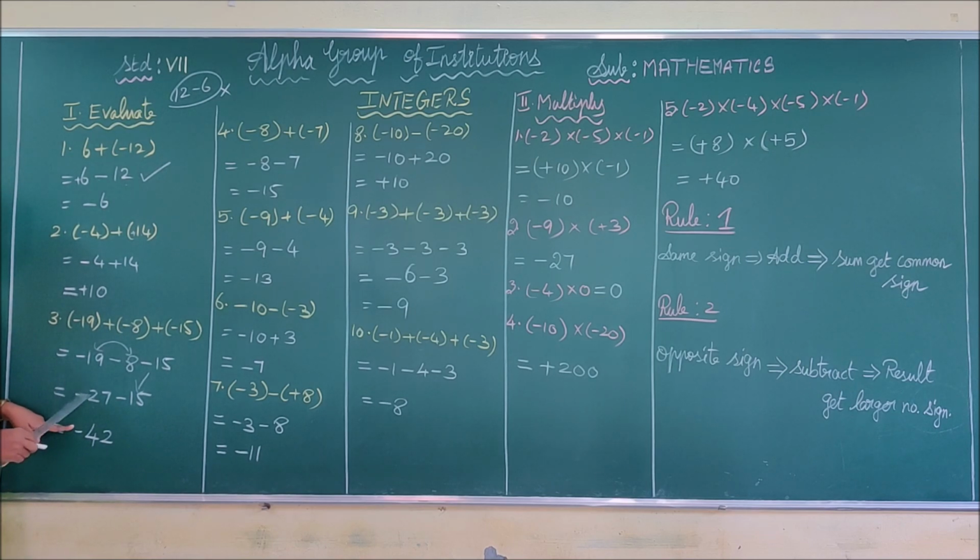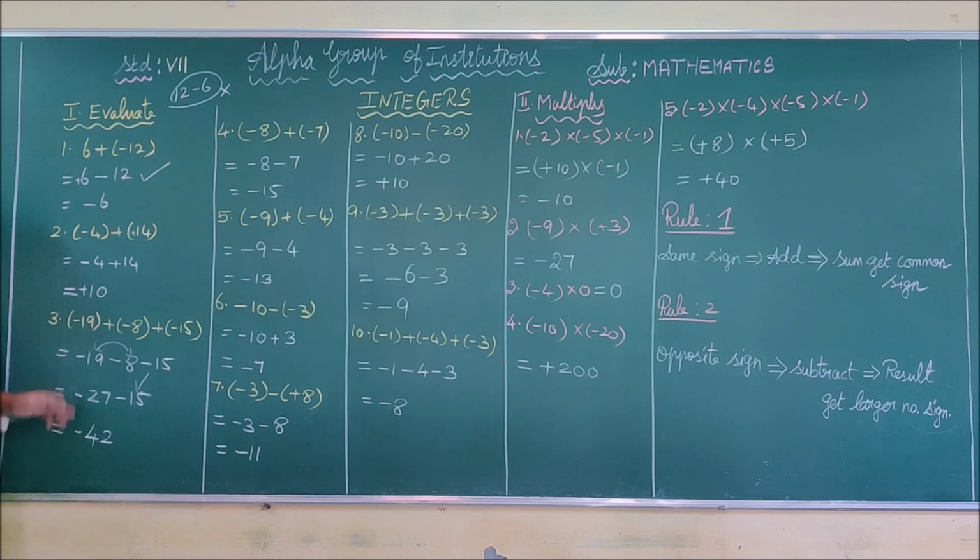Some students commit a mistake in the last step. What they are doing is minus into minus plus, so plus 42. Here it is not the operation multiplication. Here we are following the addition and subtraction rule. While removing the bracket only, you have to write plus into minus, minus. Here we don't have any bracket. You are just adding the integers. Thus 27 plus 15 you get 42.